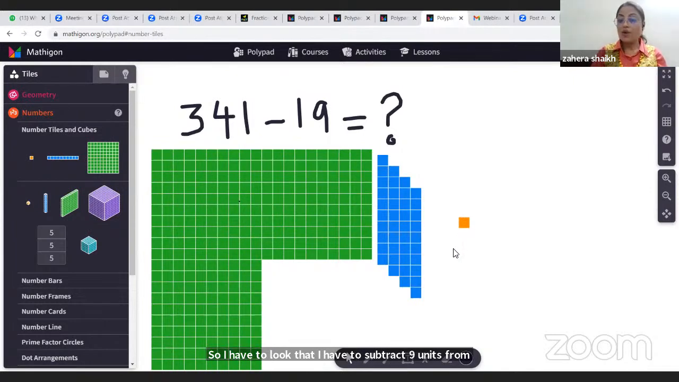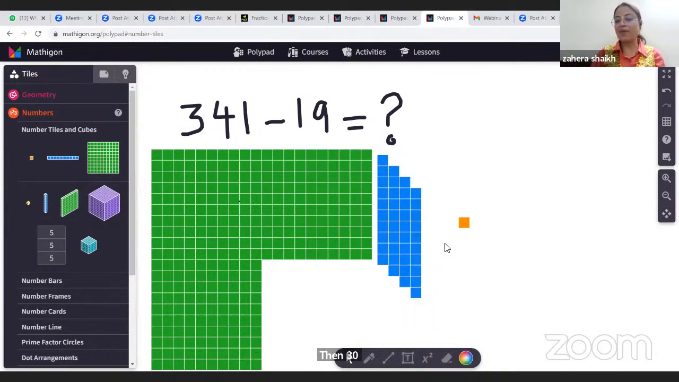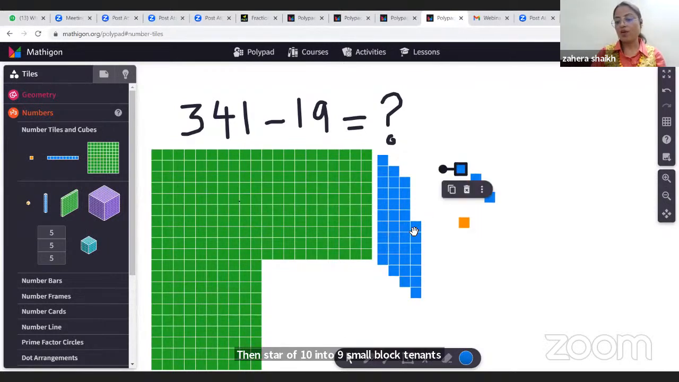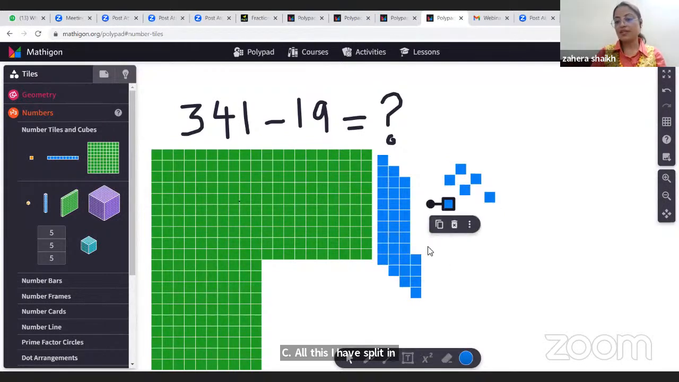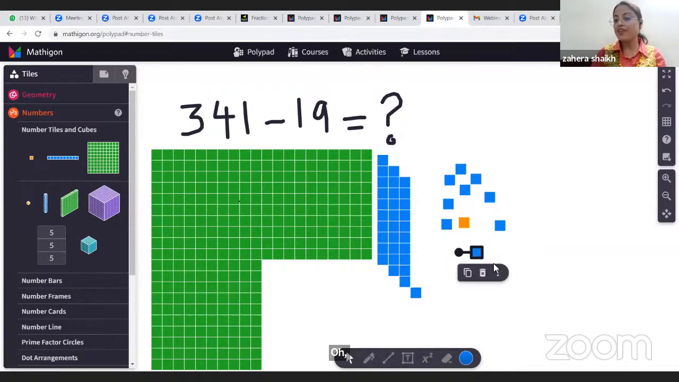So what to do? I have learned that I can represent this 341 as 300, then 30 tens and 10 ones, right? I have learned this. So I will just try to do that. I'll apply that and I'll split this tower of 10 into 10 small blocks. See, all this I have split into 10. Now I can see, oh, now I have not just 1 unit, but I have 11 unit blocks.